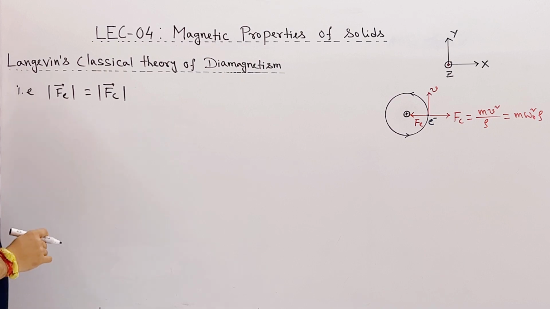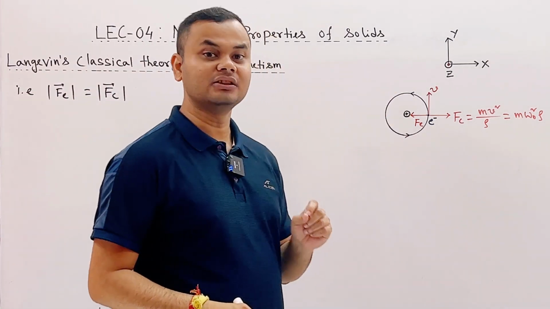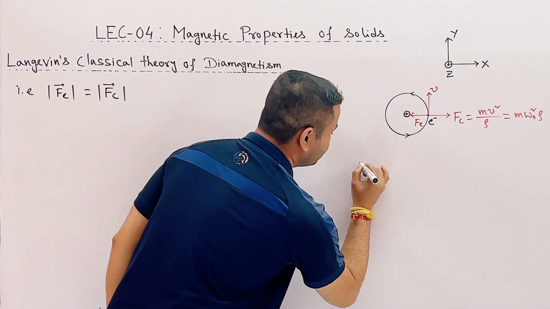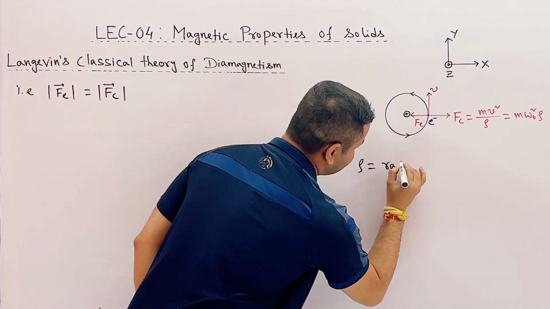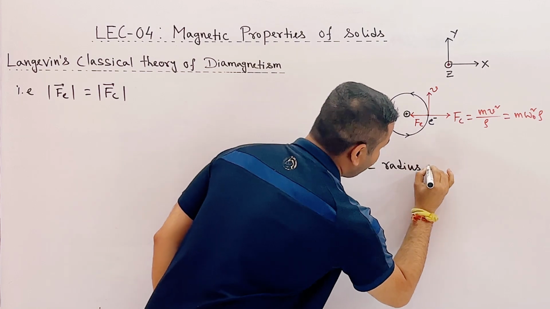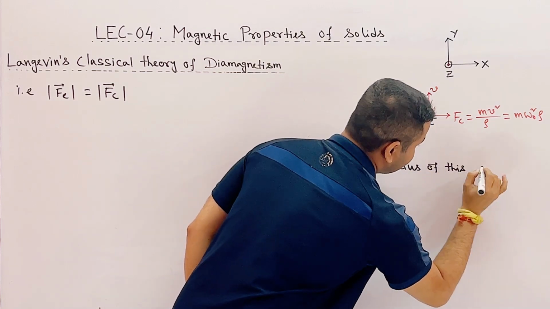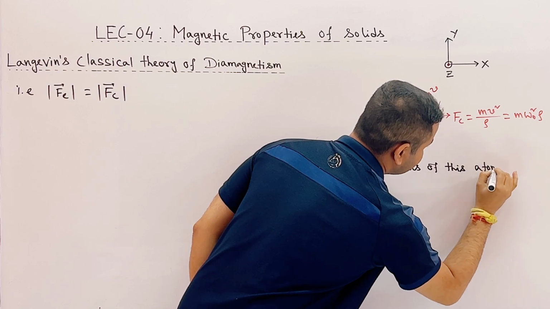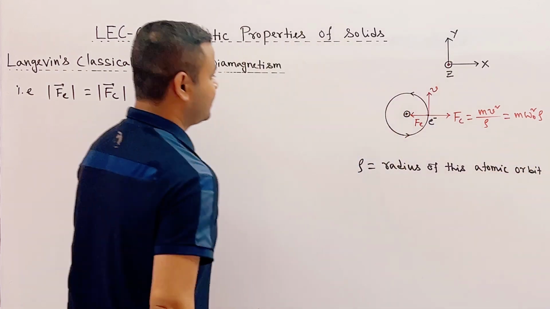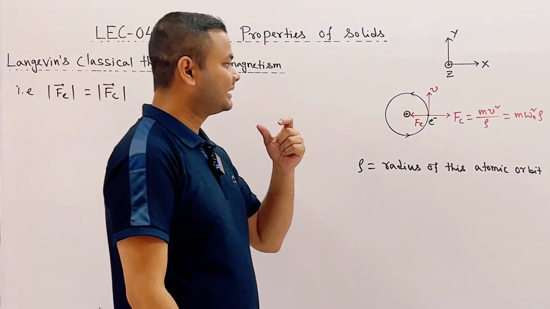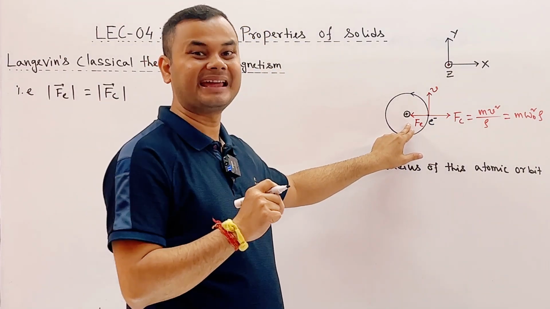Okay? Students, here we assume that the radius of this atomic orbit is rho. Okay? So here rho represents the radius of this atomic orbit.